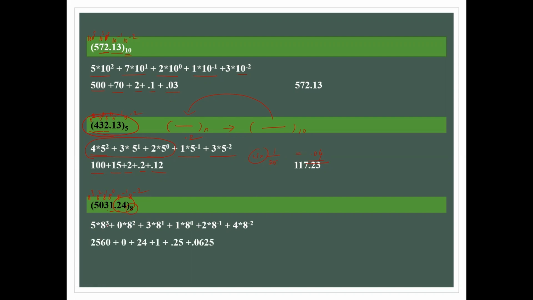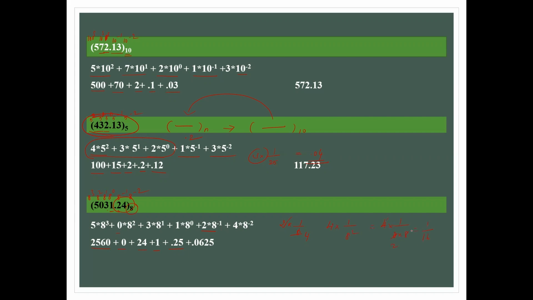Now just finish off this calculation, you will land up with 2560 plus 0, because 0 into anything is 0, and then here 24, here 1. Okay, and then this value, 2 into 8 to the power minus 1, is nothing but 2 into 1 by 8. So this gives you nothing but 1 by 4. 1 by 4 is 0.25. And here I land up with 4 into 8 to the power minus 2, which is nothing but 1 divided by 8 square. So I can write it as 4 into 1 divided by 8 into 8. So this gives you nothing but 1 divided by 16.